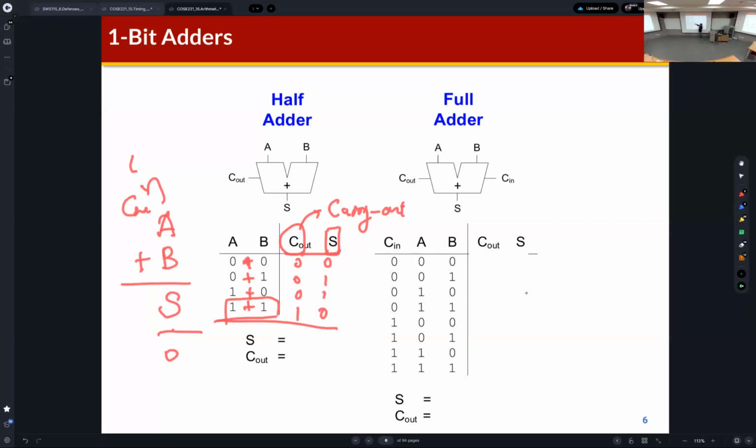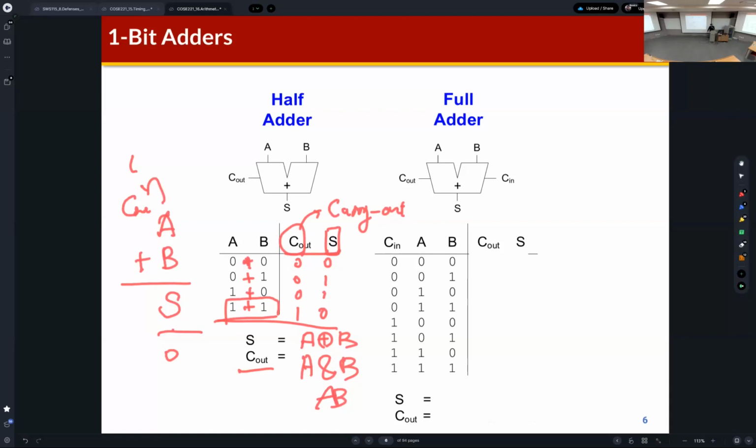And if we see the truth table, then we can easily generate the Boolean equation, right? S is A exclusive OR B. So 0, 1, 1, 0: if A and B are different, then this is 1. That means the exclusive OR. And how about C out? C out is A AND B, the AB. This is the AND, right? So for the half adder, we can easily generate the Boolean equations for the sum output S and the carry out output.